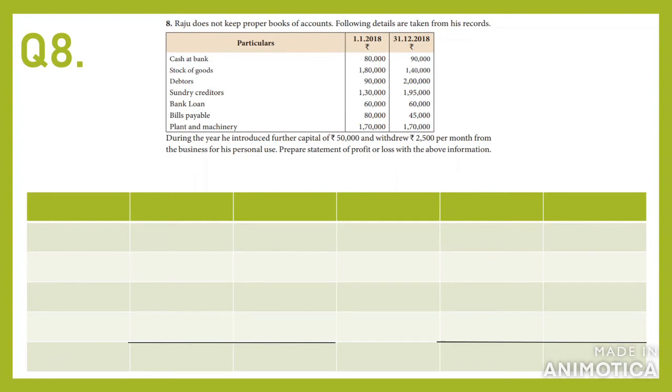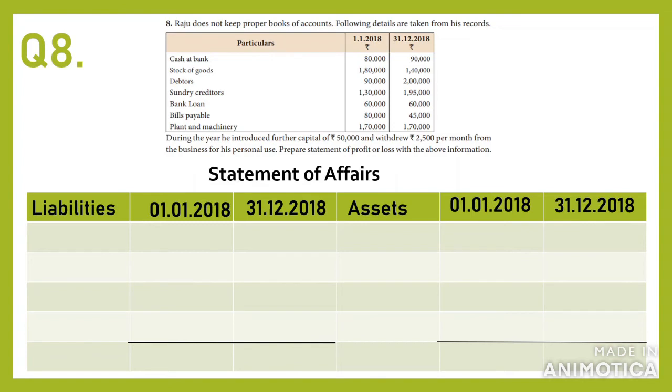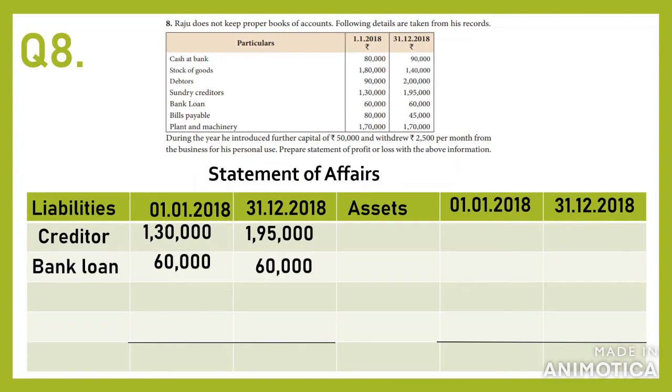Okay, fine. So we'll start with the statement of affairs and fill up the details that we have with us. So we have the creditors, the sundry creditors, 1.3 lakhs and 1,95,000 for the opening and the closing periods that is given in the problem. Sundry creditors, as I have told you earlier, it is a liability, so you can't place the creditors under an asset head. Okay. Then we have the bank loan.